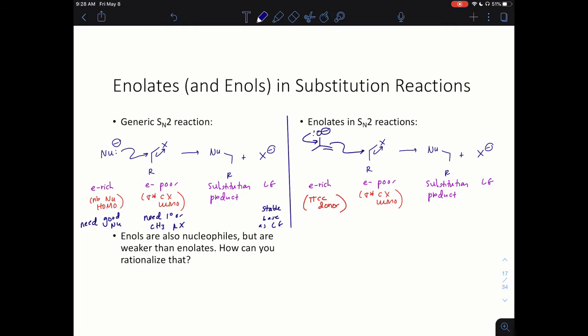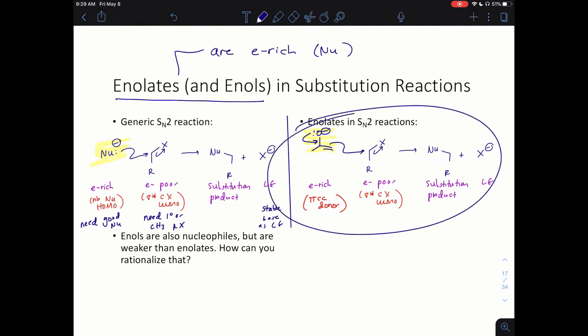Now, how might enolates participate in SN2 reactions? Well, they would participate in place of the electron-rich species. Enolates and enols are electron-rich. They're nucleophilic. So we could expect maybe an enolate to react with some alkyl halide or other electron-poor species in the way diagrammed here.